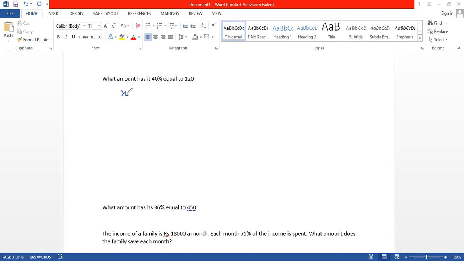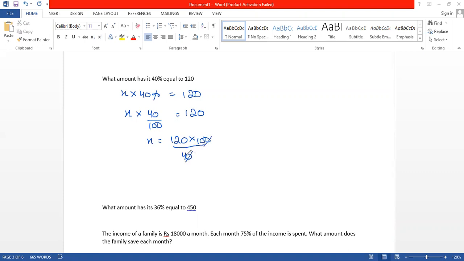So what amount has its 40% equal to 120? This is what the question is asking. You do not know the amount on which if you apply 40%, your answer will be equal to 120. So we need to find this X over here. Now this is dividing over here, it will multiply on the other side. So 120 multiplied by 100 and this 40 will go into division.